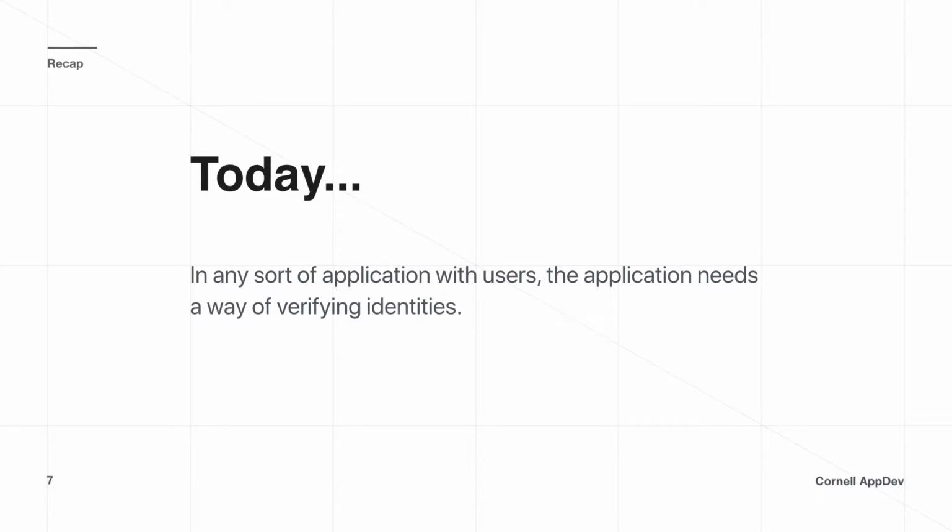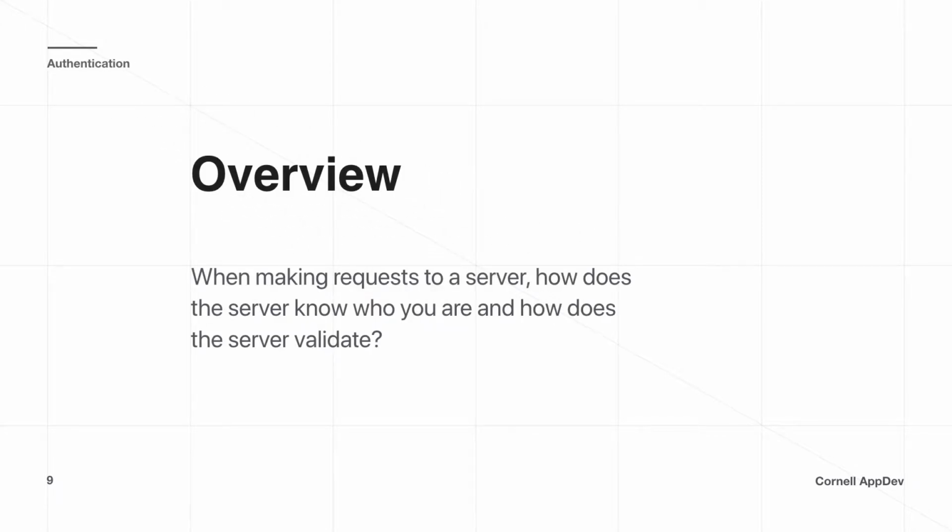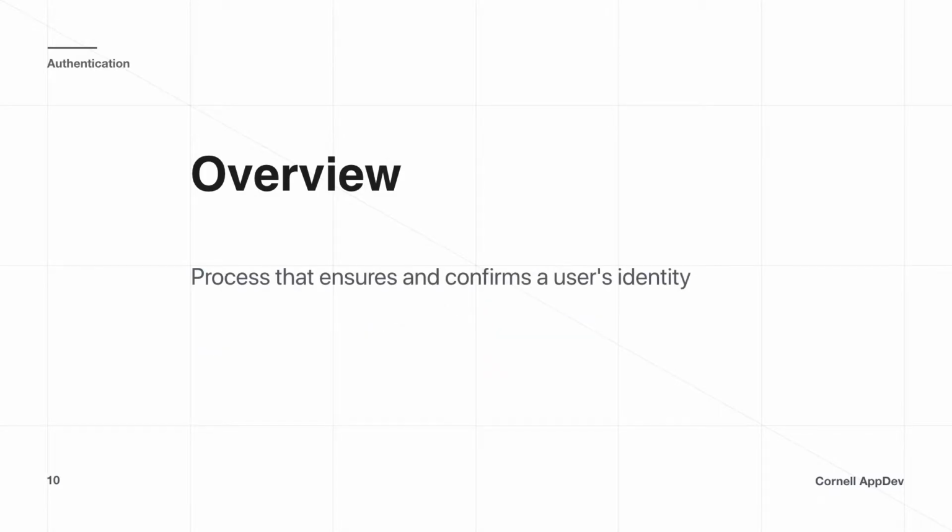So today, we're going to talk about how in any application with users, the application needs a way of actually verifying who you are. The process in which we do that is called authentication. When we're making requests to a server, how's the server going to know, one, who you are, and two, validate that you are who you say you are? Authentication is a process that ensures and confirms a user's identity.